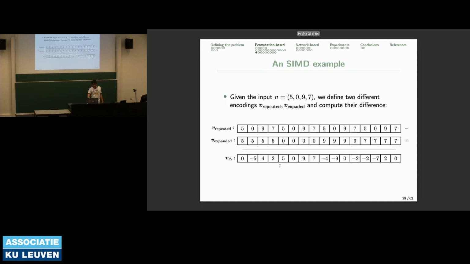Now we'll go through a little example. Assume we have these 2 encodings, which are called repeated and expanded. In the repeated encoding, we simply repeat our vector n times. And the expanded encoding would simply repeat each element of the vector n times. So we compute the difference between these 2, and we obtain what we call V delta. And V delta represents all the possible differences between all the elements in our vector.